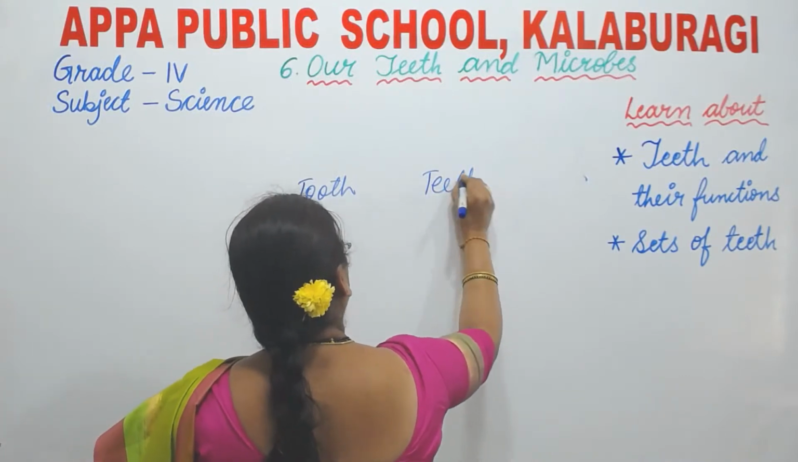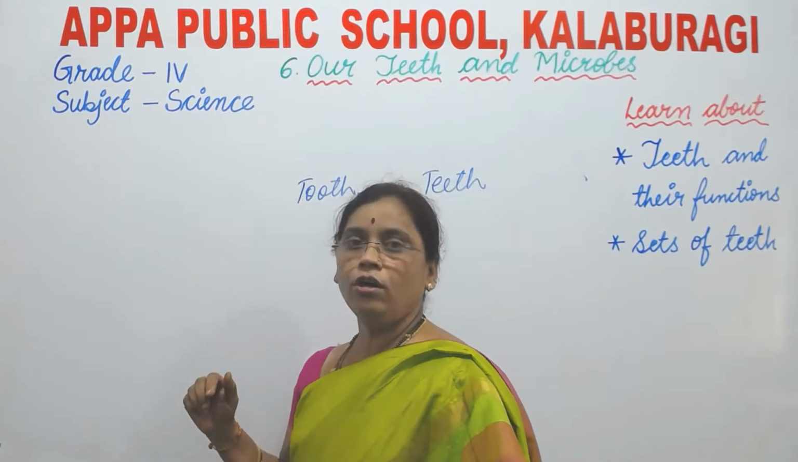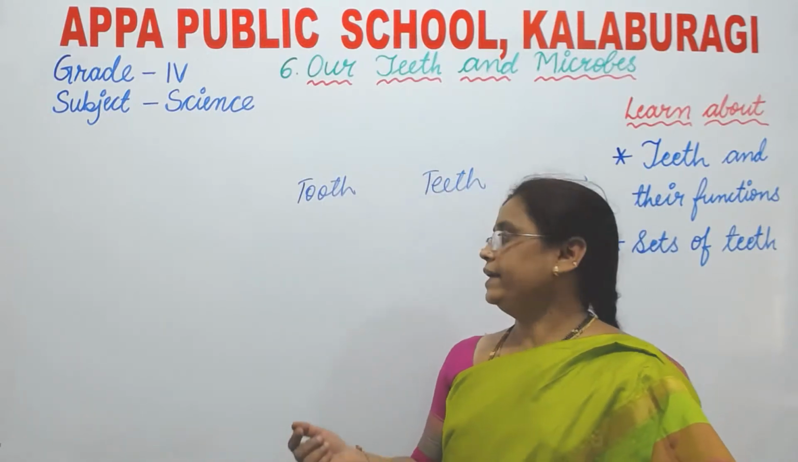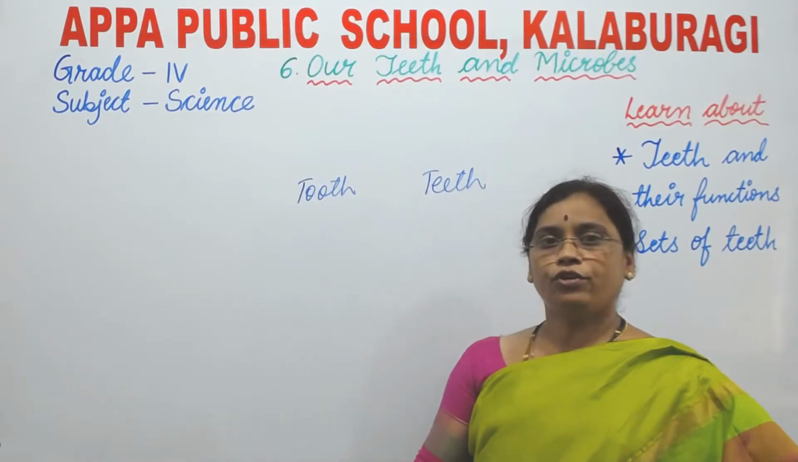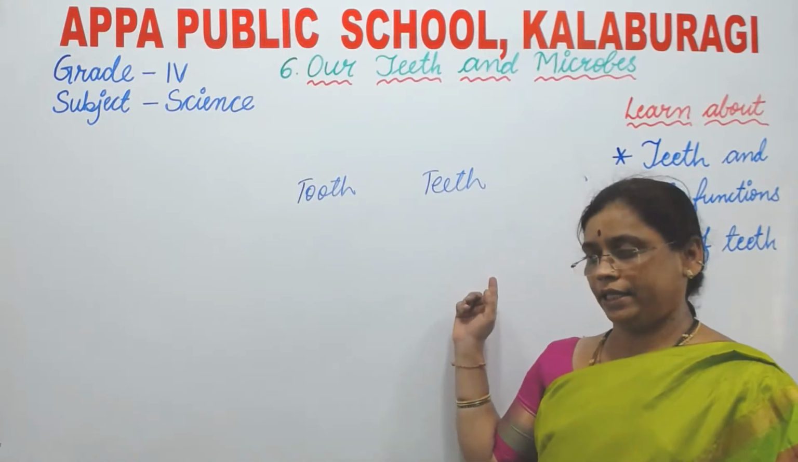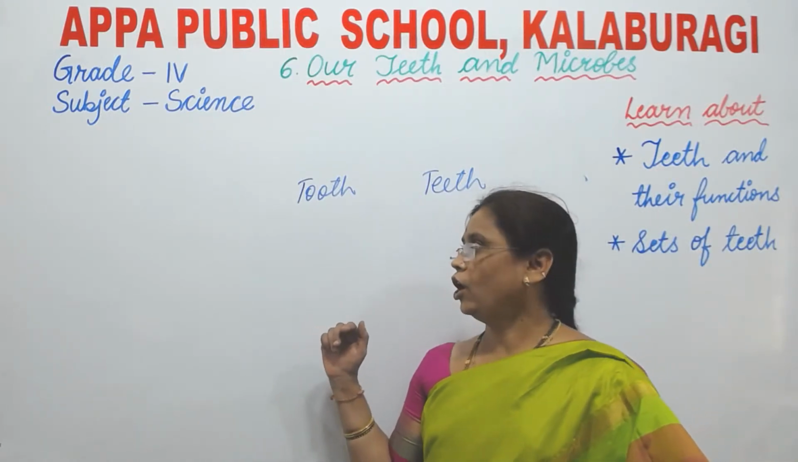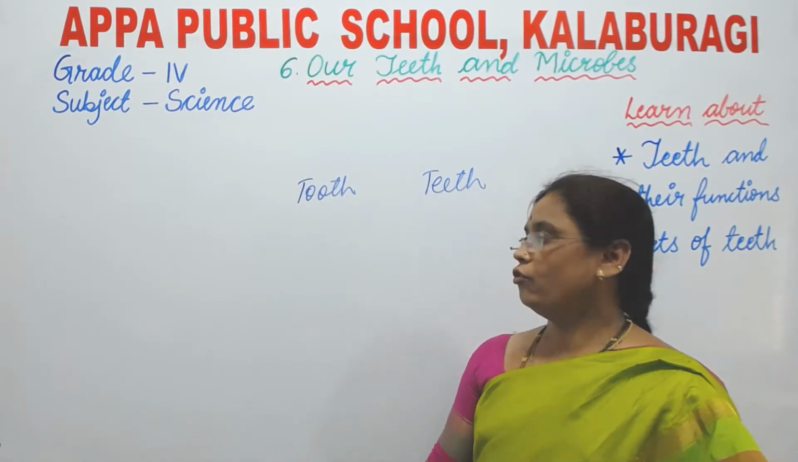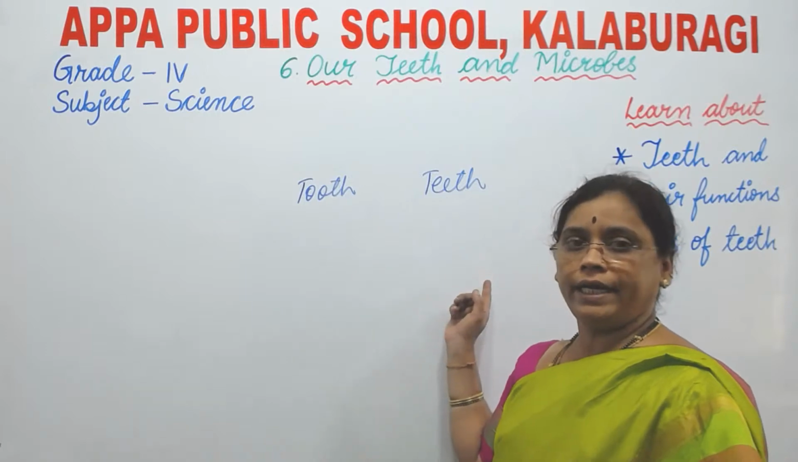What is the assignment? Listen carefully. You have to make a sentence of your own using both the words tooth and teeth. Got it, children? One sentence only. You have to make a sentence of your own using both the words tooth and teeth.